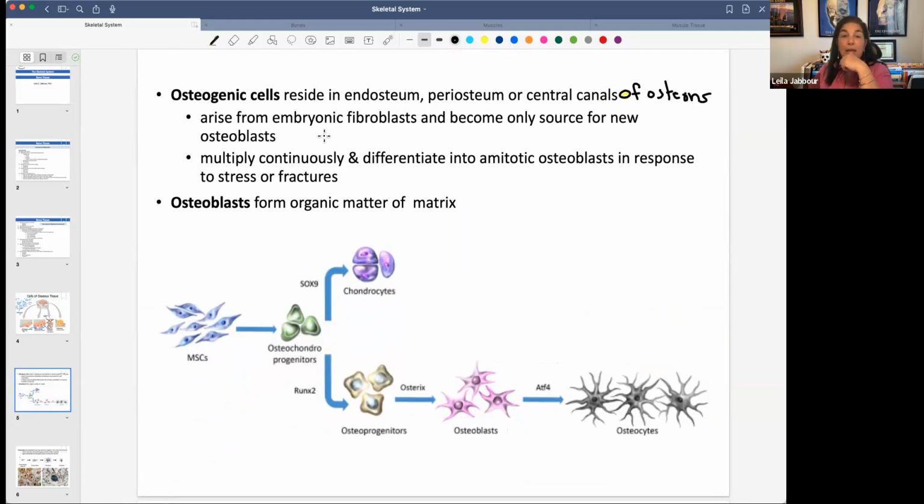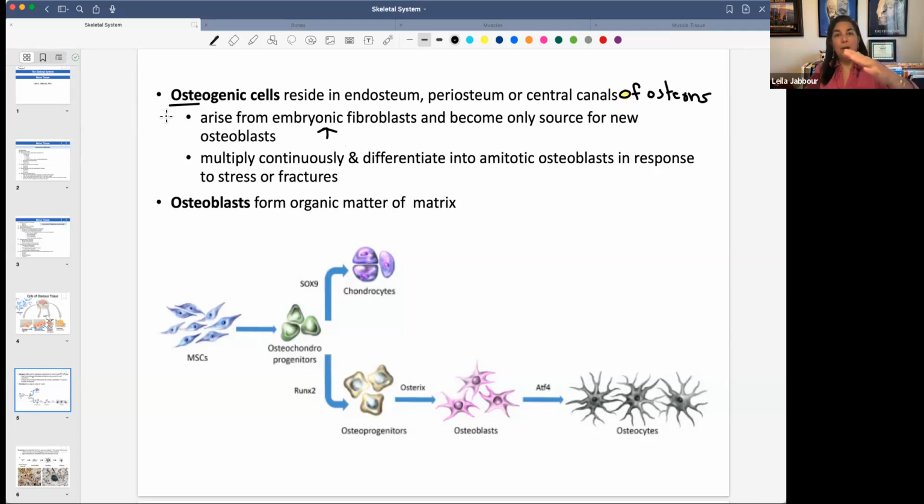They arise from embryonic fibroblasts. We also call these mesenchymal cells, because the mesenchyme is a connective tissue in the embryo. That's the word we use for that type of tissue, but in an embryo, it's called mesenchyme. So mesenchymal cells are your most early connective tissue cells in life. These mesenchymal cells are going to turn into osteogenic cells. And of course, because the prefix is osteo, that means these cells are predetermined to become bone tissue.